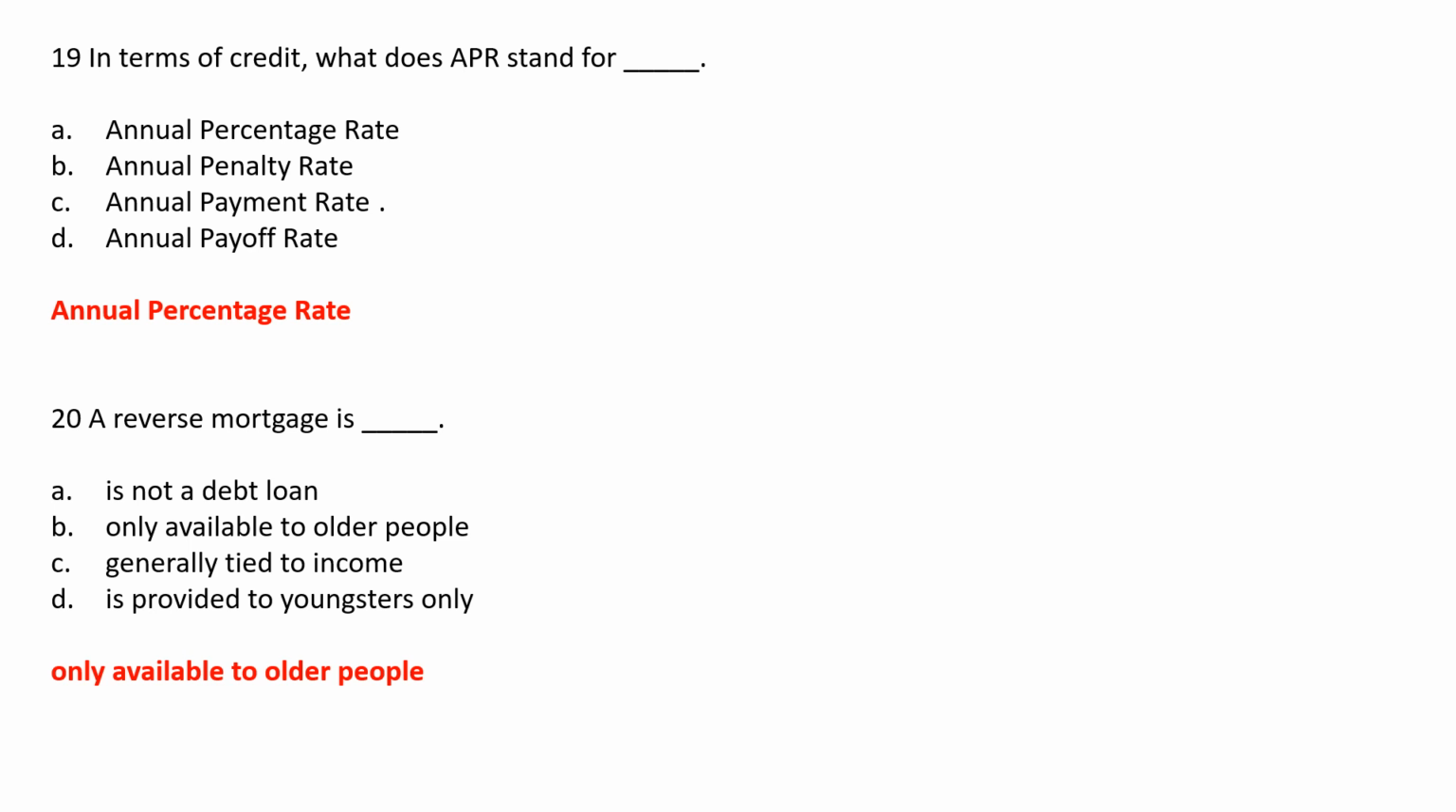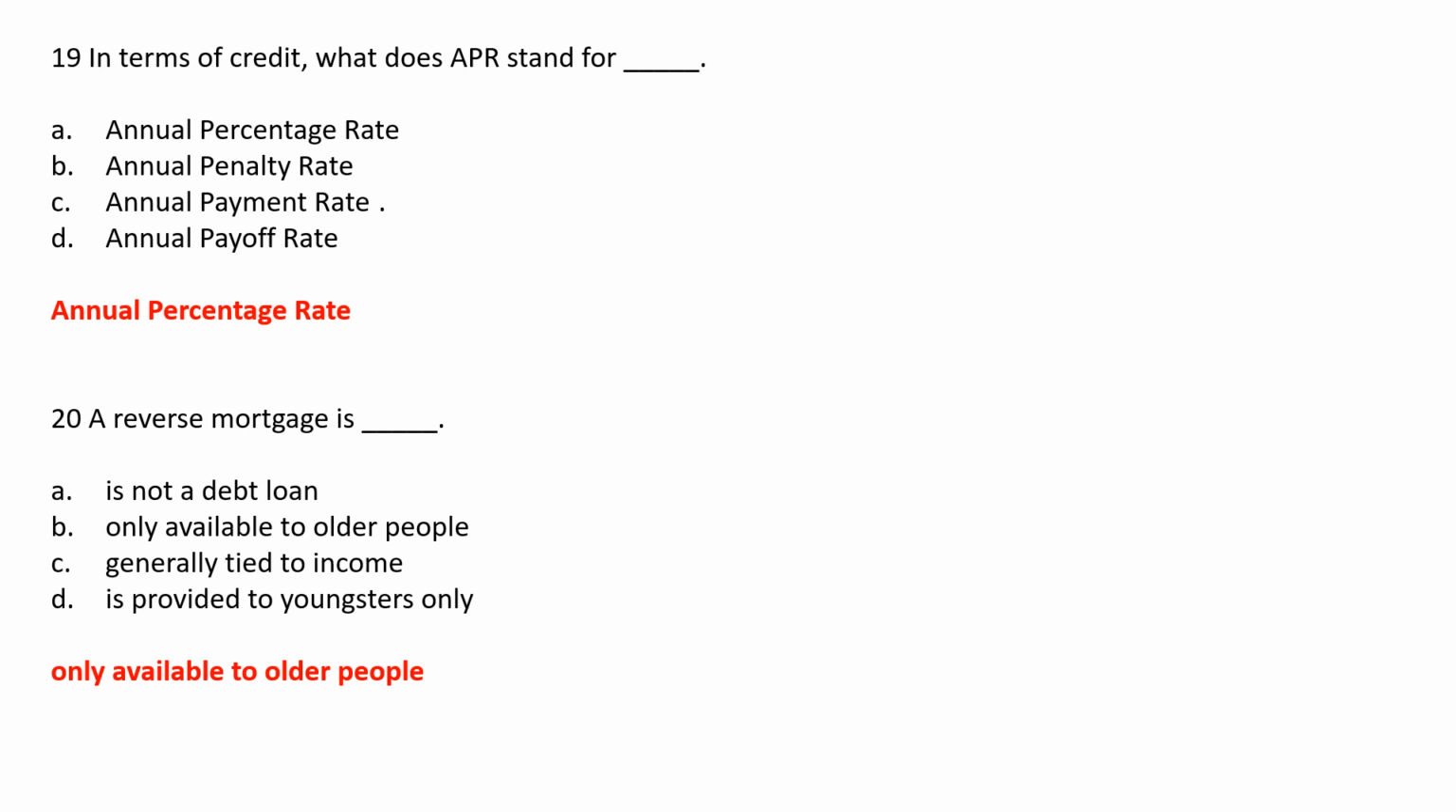Then, in terms of credit card, what does APR stand for? Option A annual percentage rate, option B annual penalty rate, option C annual payment rate, option D annual payoff rate. The correct answer is option A annual percentage rate.